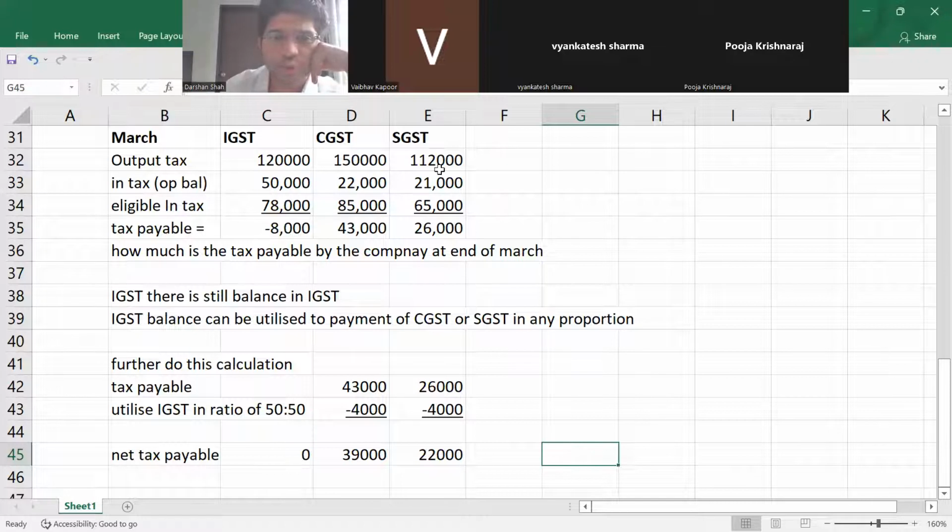Always try to finish off your balance. If all the three tax payable came as minus 8,000, minus 6,000, minus 4,000, then those will be opening balances in the month of April. Is this clear?